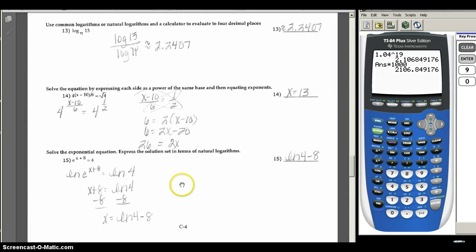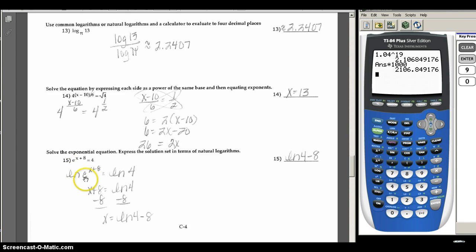Number 15. Solve the exponential equation. Express the solution set in terms of natural logs. I had a base of e. Whenever you have a base of e, you should always think natural log. And so that's what I'm going to use to solve, because that's my base.